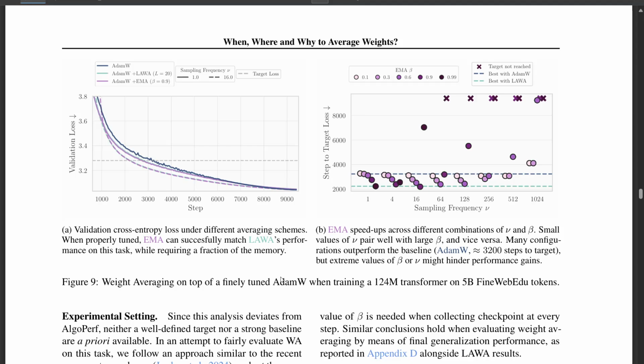Interesting. Okay, so let's zoom out. Bringing it all together, what does this mean for us? For the learners, the engineers, the researchers listening, what's the big picture takeaway from this deep dive into when, where, and why to average weights?